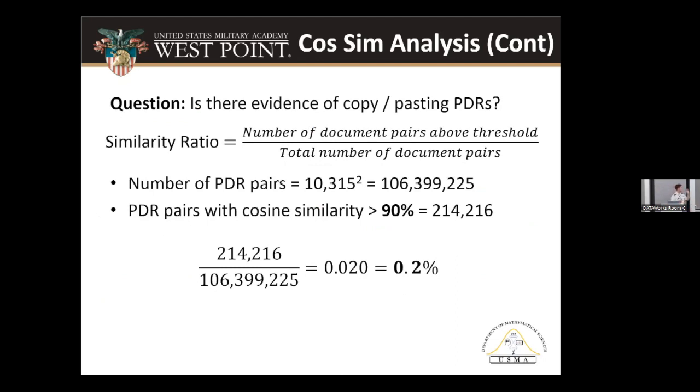So from this, we build out a similarity ratio. That's the number of document pairs, so PDR pairs, that have over this threshold of 90%, divided by the total number of PDR pairs. Since we had 10,000 PDRs with written data, that's about 100 million pairs, which took really long to calculate. And only about 200,000 had over that 90% threshold. So only about 0.2% of PDRs were copy and pasted, given this 90% threshold, suggesting that it's not a systematic issue at West Point.